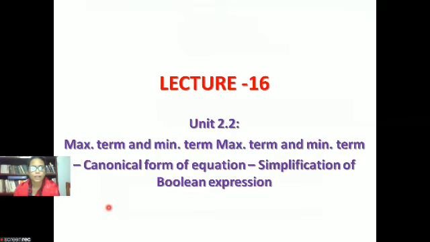So let us start lecture 16, where we will be studying max term and min terms and the canonical form of the equations and the simplifications of the Boolean expressions. Now, before starting lecture 16, let us have a quick recap of the previous lectures, which we have already studied.